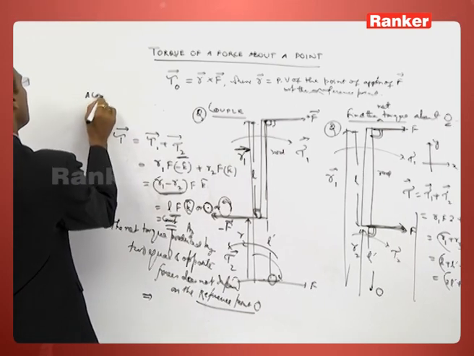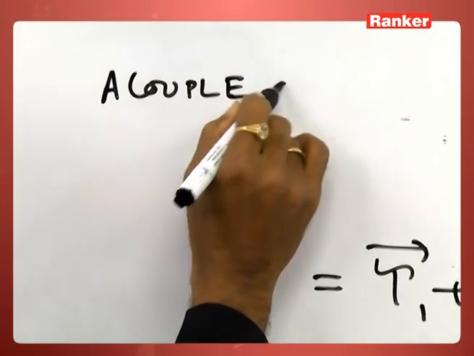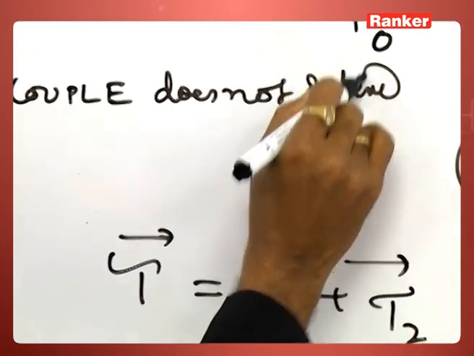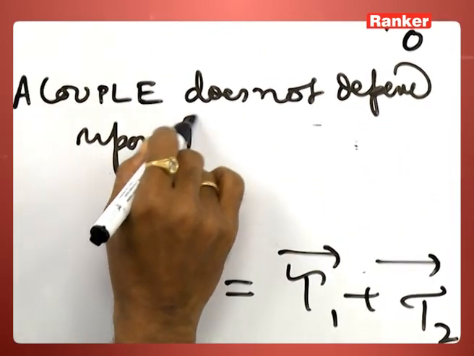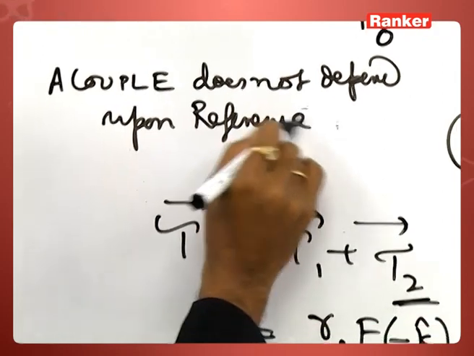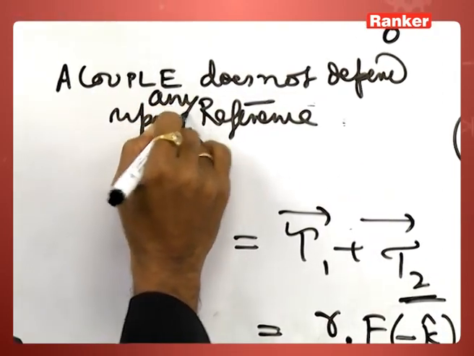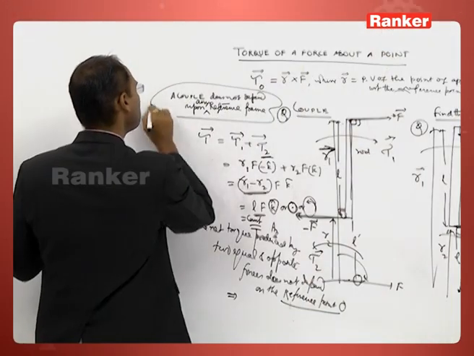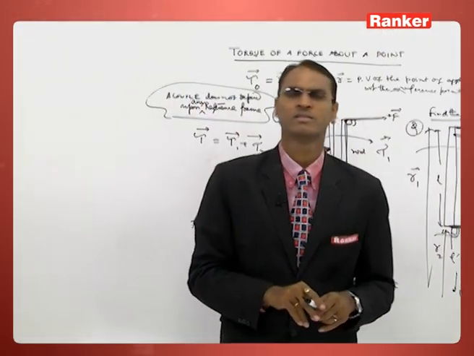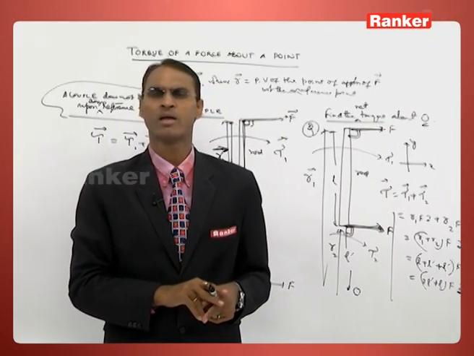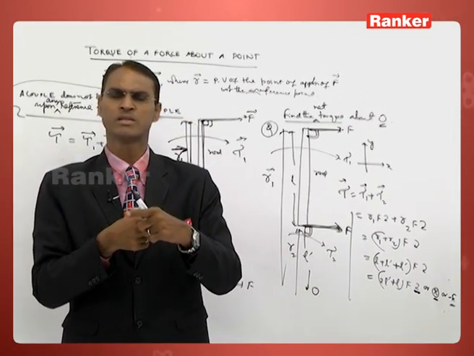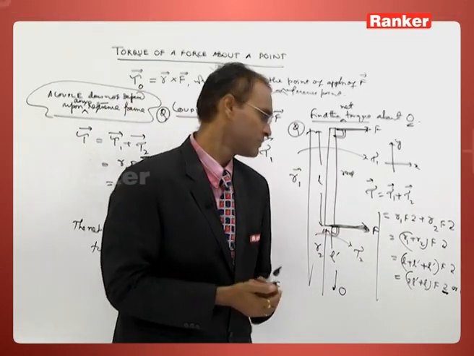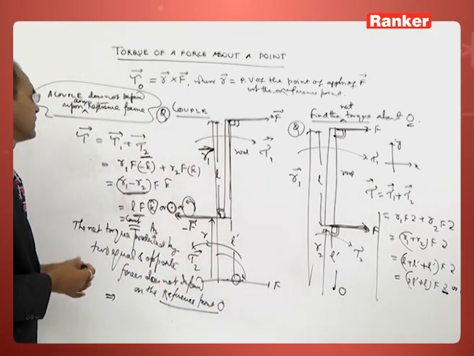A couple does not depend upon any reference frame. With respect to all the points of the universe, the torque produced by two equal and opposite forces will be the same for all the reference points. This is a great concept.